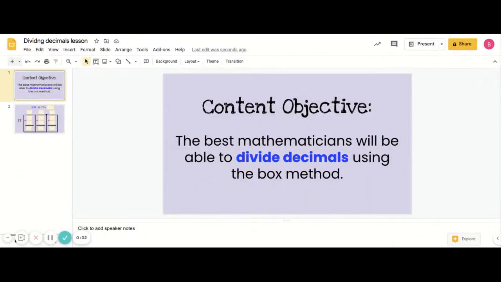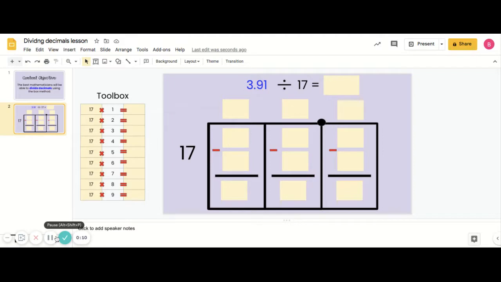The content objective of this lesson is the best mathematicians will be able to divide decimals using the box method. For our problem here, we have 3 and 91/100ths divided by 17.